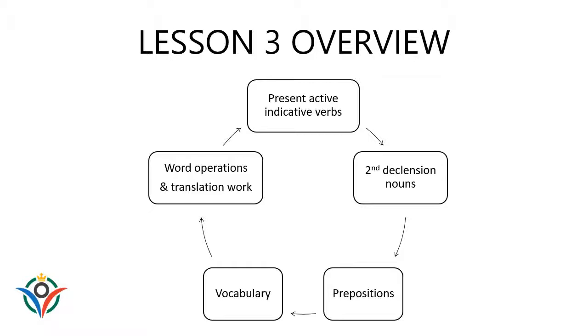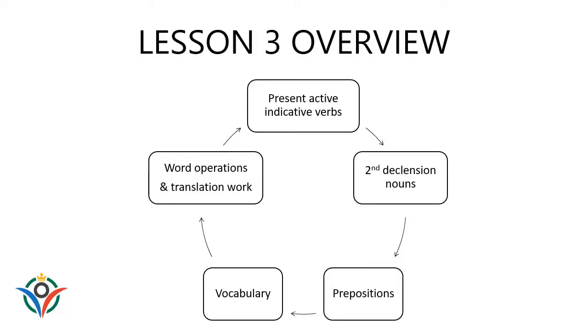So what are we covering in today's lesson? Here's an overview. We're looking at present active indicative verbs. We're also going to be learning about second declension nouns. We'll talk about prepositions. I will then introduce you to your new vocabulary for this week. And then we're going to finish with word operations and begin with your first translation work examples, which I'm really excited about. So if you're ready, I am.